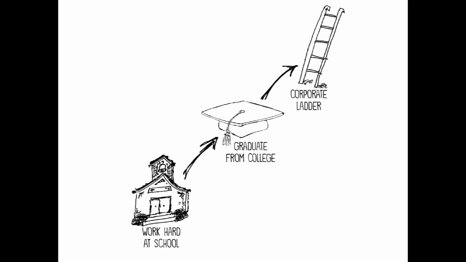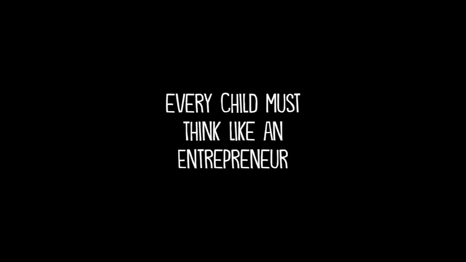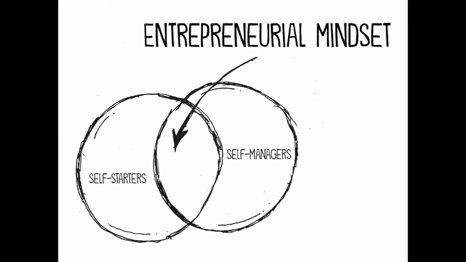But things have changed. Jobs have gone overseas. Other jobs have become automated. And the corporate ladder, well, it's gone. And instead of the corporate ladder, we have a maze. And kids are going to have to navigate this complex and confusing maze. That is the reality they're going to walk into. And this means that every child must think like an entrepreneur. They have to have that maker mindset.